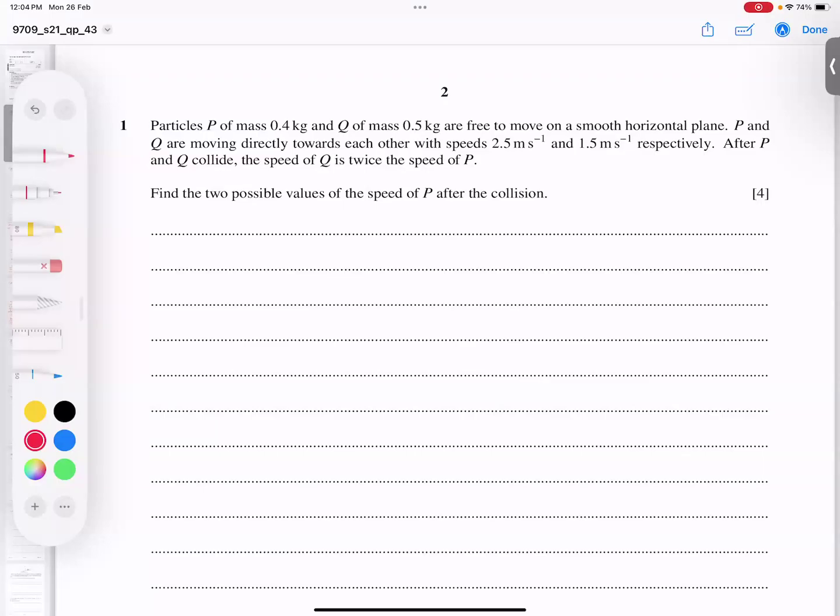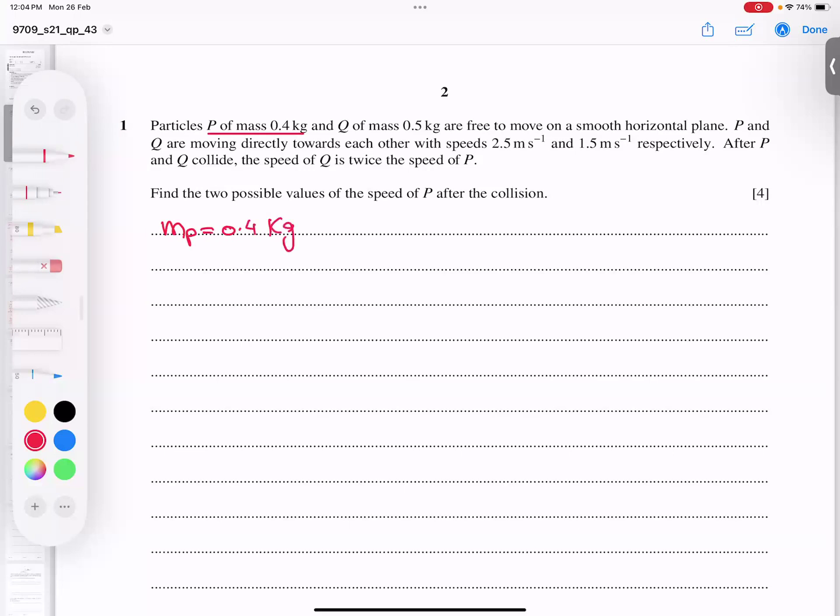Bismillah ar-Rahman ar-Rahim. This is a June 2021 43 variant question number 1, and the topic is linear momentum. The question says the mass of the P particle is 0.4 kilograms.